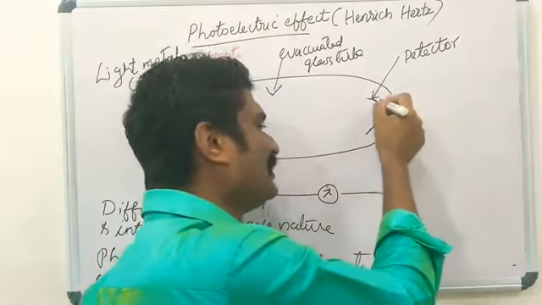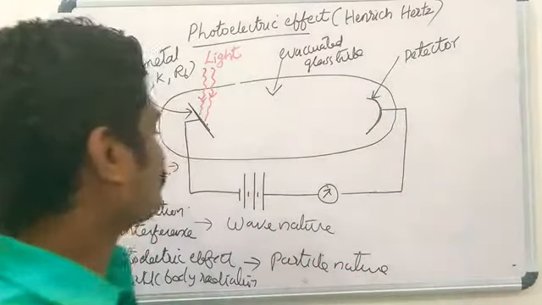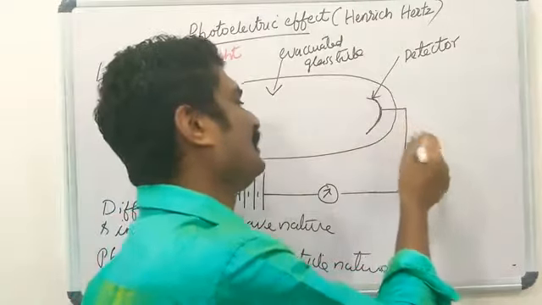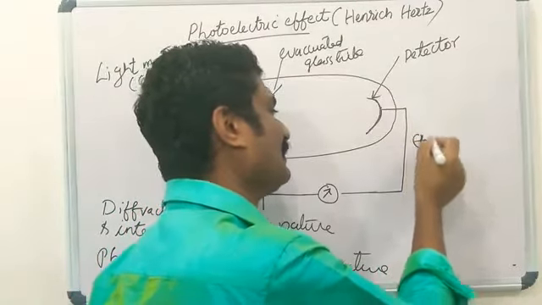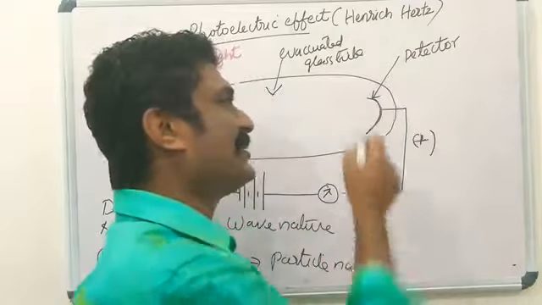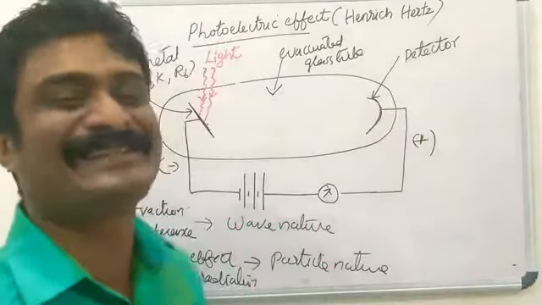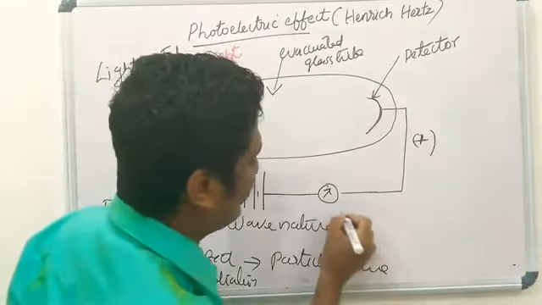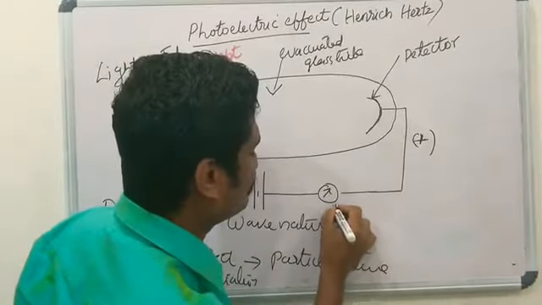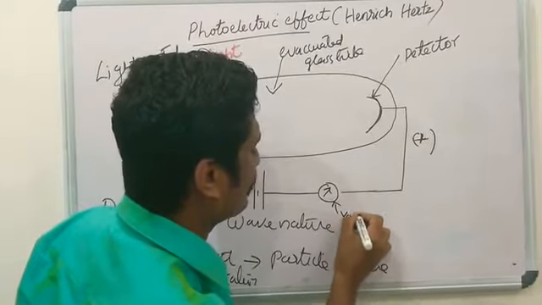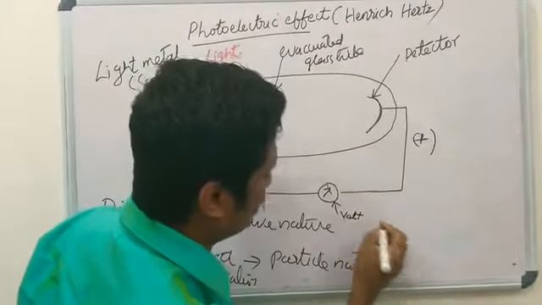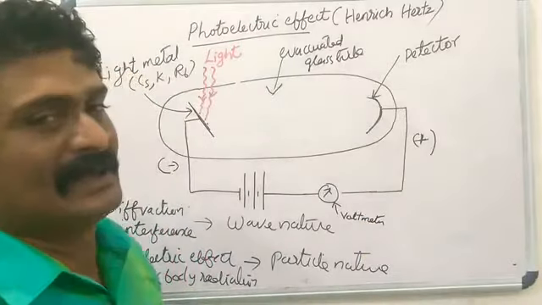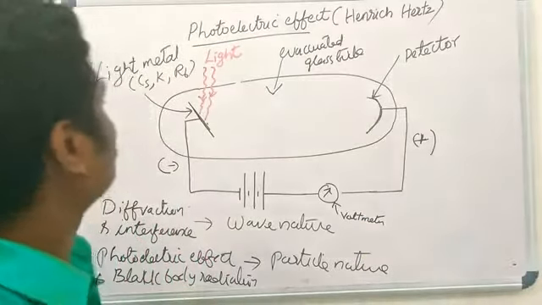another metal plate is connected to the positive end of the battery. It acts as anode, and it is also called detector. Okay, then a voltmeter is also connected here, voltmeter. Okay, then please listen.